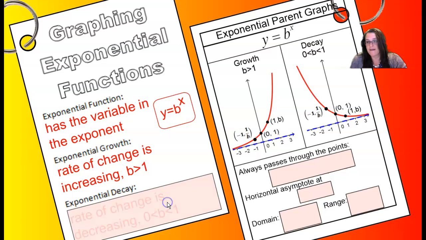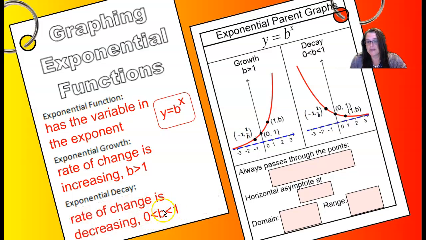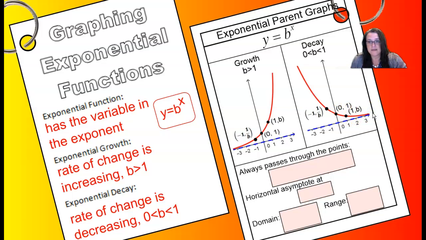Exponential decay, on the other hand, occurs when the b, the base of the function, is between 0 and 1, non-inclusive. And when you look at that parent graph for exponential decay on the back of the notes booklet, you'll see that the slope starts out very, very steep, and then it gets shallower and shallower, less steep and less steep as the function approaches that horizontal asymptote along the x-axis.